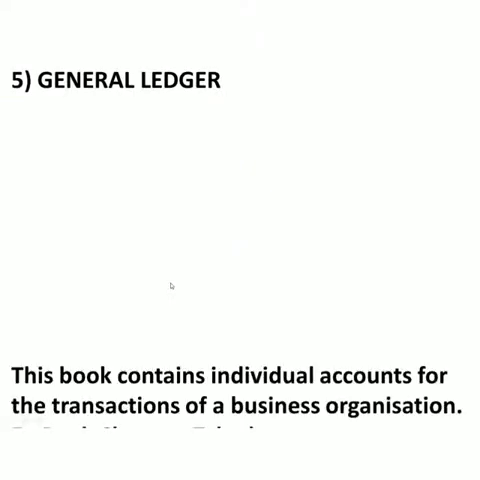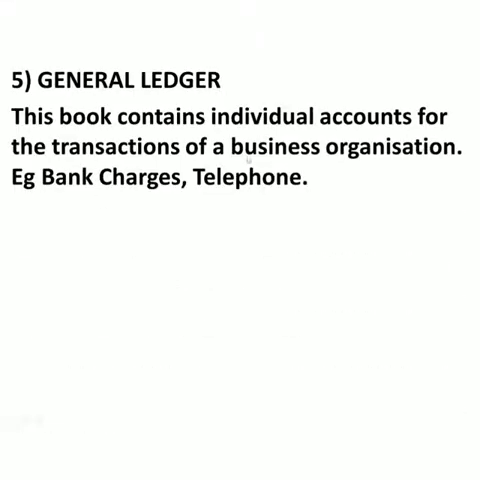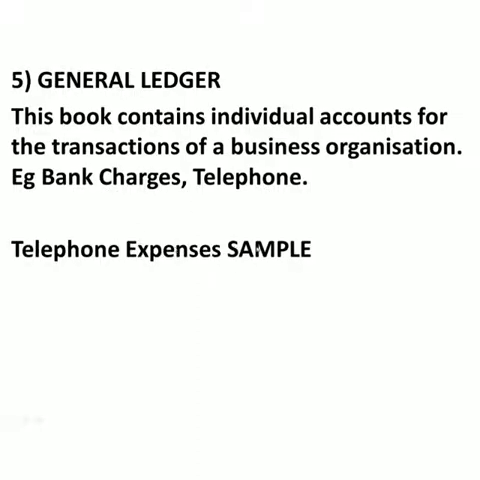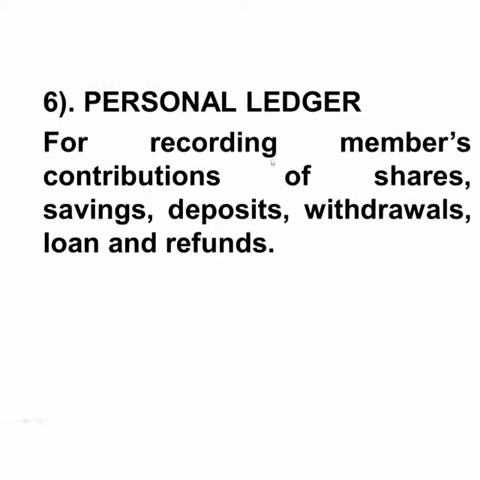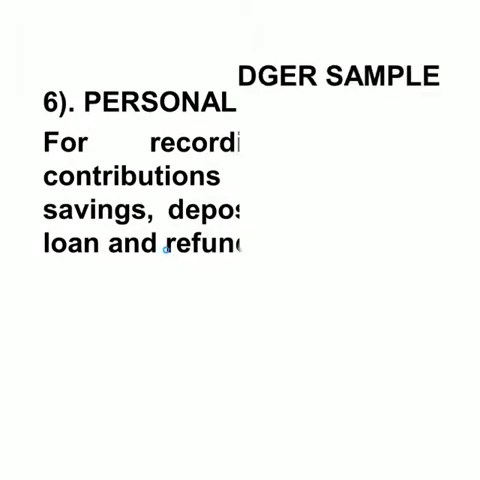General ledger. This book contains individual accounts for transactions of a business organization, e.g., bank charges, telephone expense. Sample. This is a typical example of a telephone expense sample. Personal ledger. For recording members' contributions of shares, savings, deposits, withdrawal, and loan and refund. Personal ledger sample.